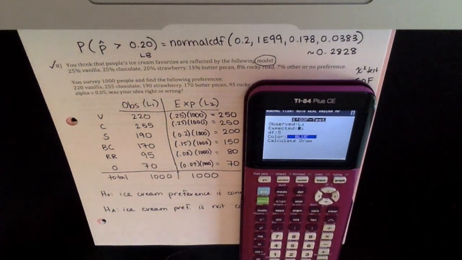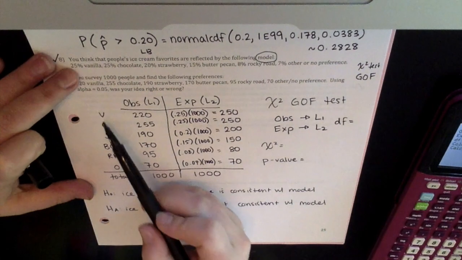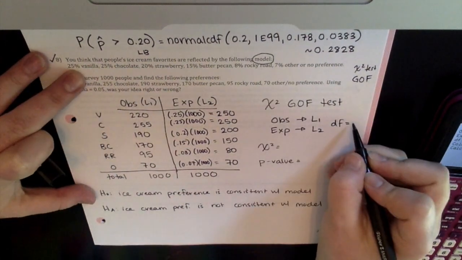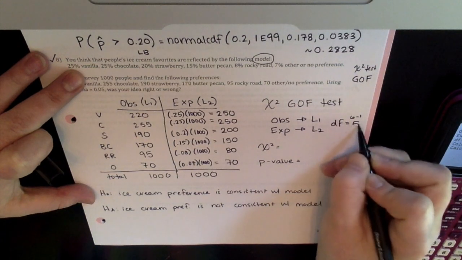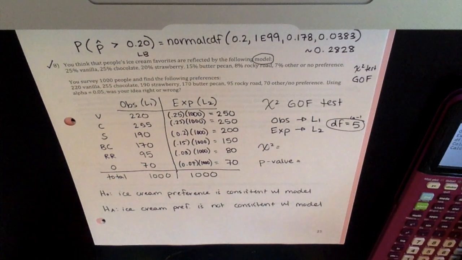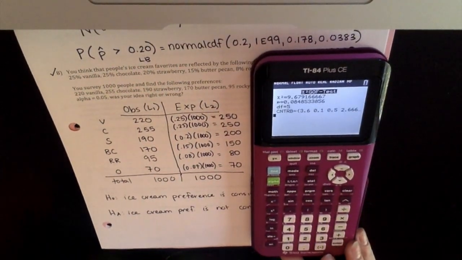The degrees of freedom, oopsie, degrees of freedom is always the number of categories minus 1. So it's 1, 2, 3, 4, 5, 6. Minus 1 is 5 for our degrees of freedom, okay? So we go down, make sure that's degrees of freedom are 5, and we calculate.